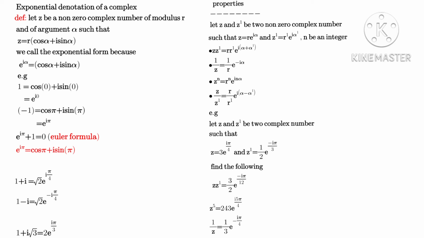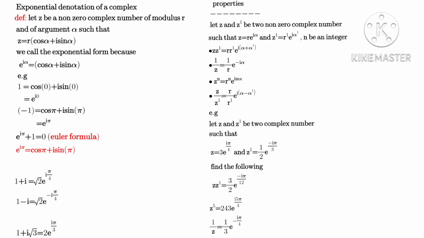Then we have it to be e raised to power i pi. Now this brings out our Euler formula. So we have it to be e raised to power i pi plus 1 equals 0. That's our Euler formula. Then we have some examples to convert from the algebraic form to the polar form.